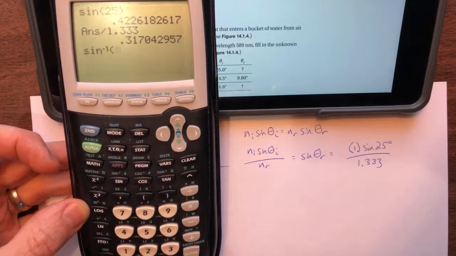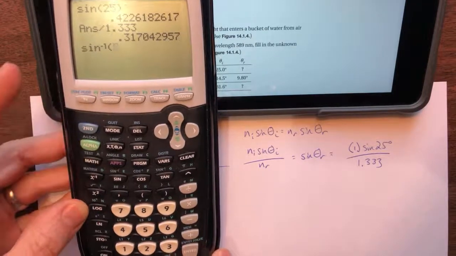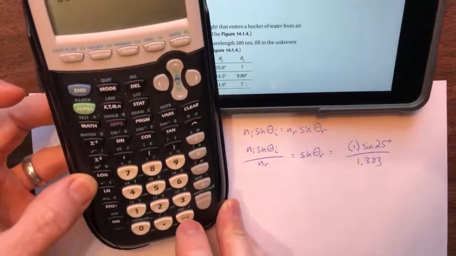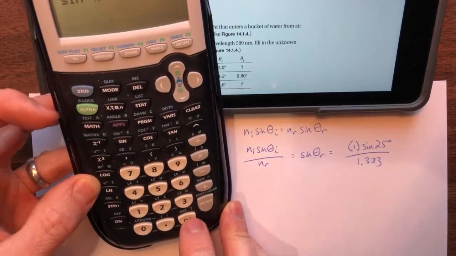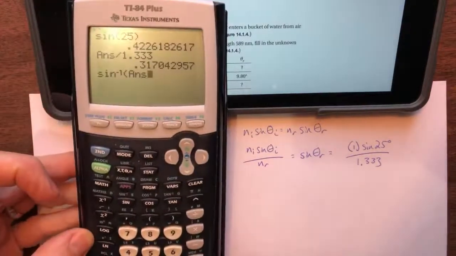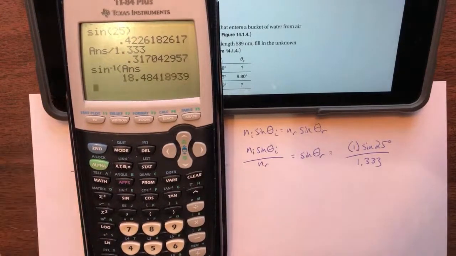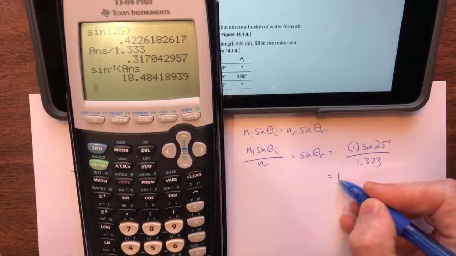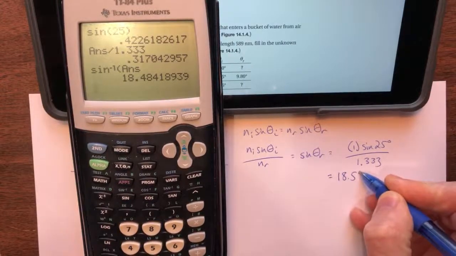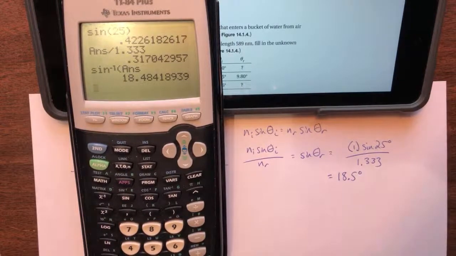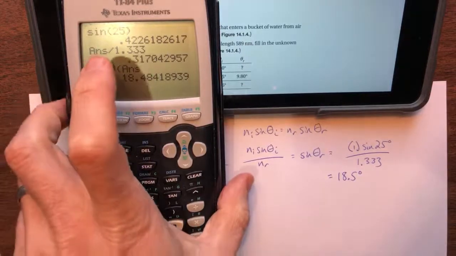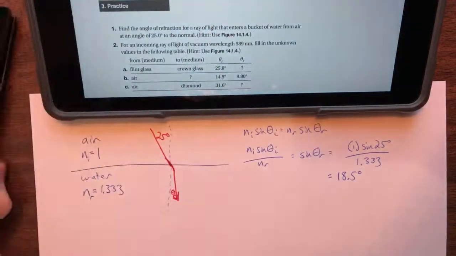So we're going to take the inverse sine, so that second sine gives you the inverse sine of second answer. So the button down here, second, and then the little minus sign. And then we hit enter, and that's going to get us 18 point, well, let's just round it to 18.5. 18.5 degrees. So that is our answer for number 1, 18.5 degrees.